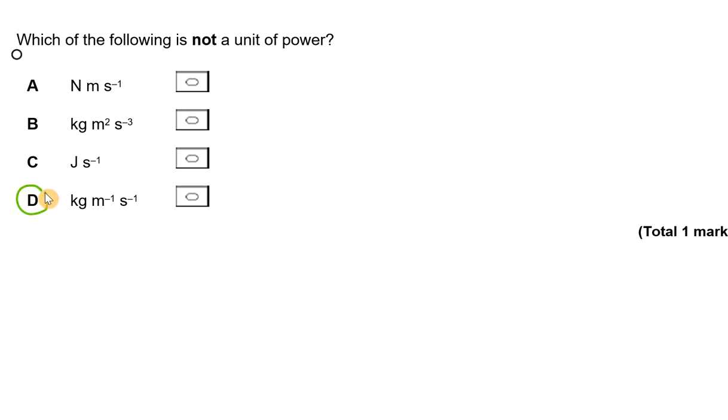Got the answer D, well done. If you didn't, here's my explanation. Which of the following is not a unit of power? So let's start working through these.